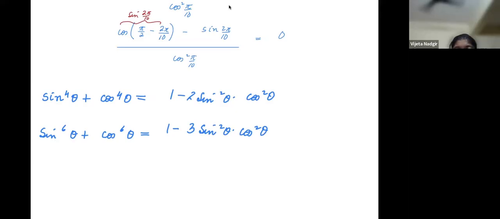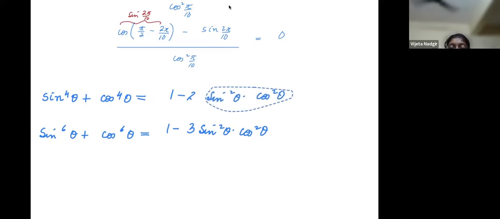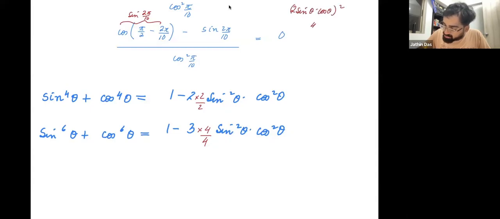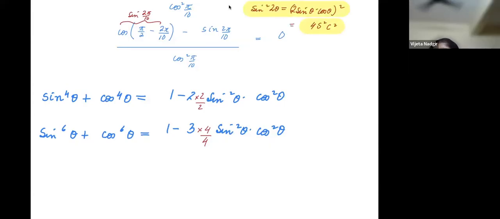So what I'm trying to do is listen. I'll multiply here 2 and divide 2. And I'll multiply here 4 and divide 4. So can I say that (2 sin theta cos theta) whole square is 4 sin square cos square, which is my sin square 2 theta? Can I say this? Yeah.